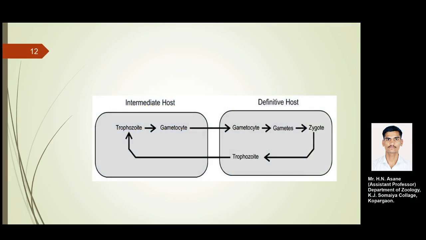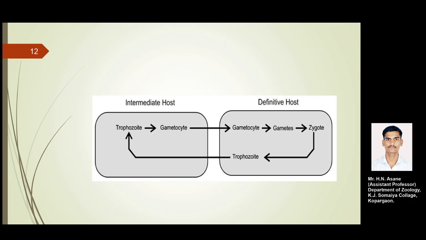As you can see in this picture, developmental stages occur in the intermediate host as well as the definitive host, so that the intermediate host gets connected by means of the definitive host, and hence the life cycle of that particular parasite is completed. Again, it gets divided into two parts, the intermediate host and the definitive host.